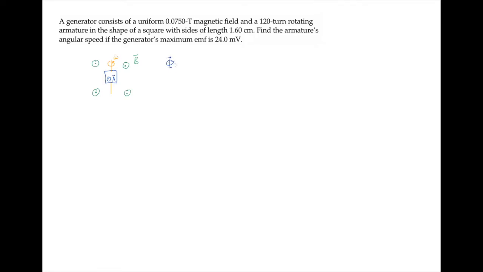First, let's find the magnetic flux through one turn of this armature. That's the integral of the magnetic field over the loop's area. Because the magnetic field is constant over the loop, this is just the dot product of the magnetic field vector and the area vector, where theta is the angle between those two vectors.